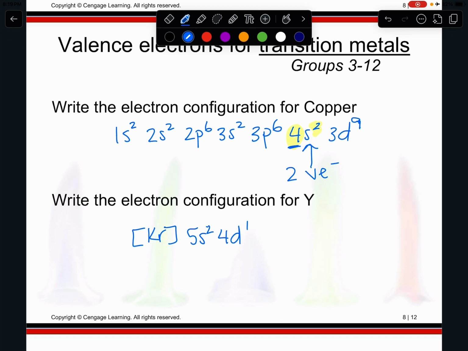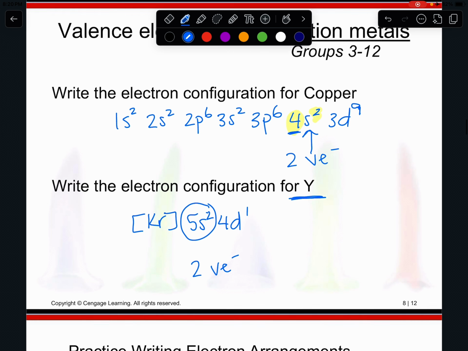The same example applies. You can use the shorthand or the full electron configuration. Again, for this transition metal, its highest energy level is the 5s2, so it's also going to have 2 valence electrons. For any atom, with the same number of protons and electrons, the valence electrons are probably 2. When we start to get into ions, we're going to see how that changes. But for right now, most of the middle atoms, the transition metals, have 2 valence electrons.